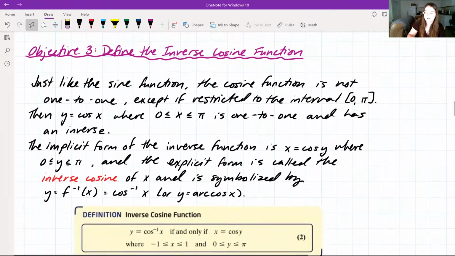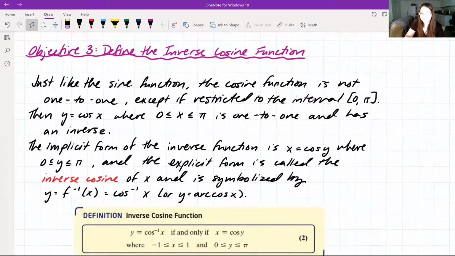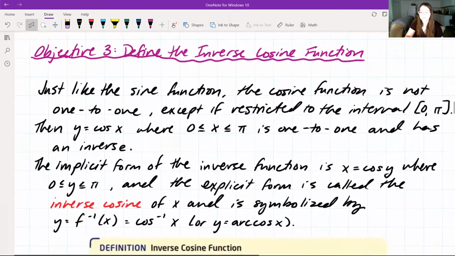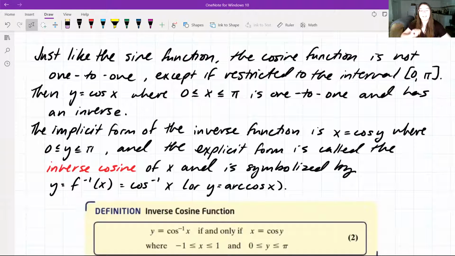All right, let's move on to objective 3. Now we're going to define the inverse cosine function. We defined our inverse sine function, now we're defining cosine. Just like the sine function, the cosine function is not one-to-one, except on the interval 0 to pi. When we had sine, it was only one-to-one on the interval from negative pi halves to pi halves. For cosine, this is going to be from 0 to pi.